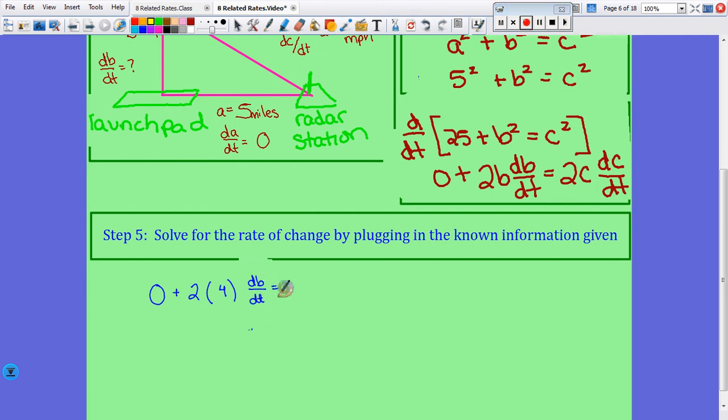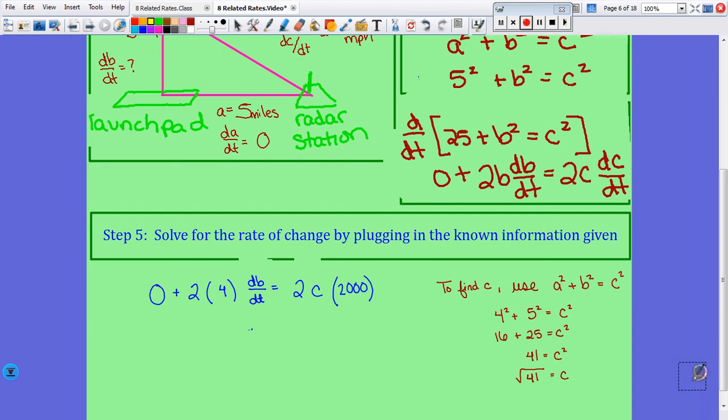We don't know dB/dt, and we know that this needs to equal 2c dc/dt, and we plug in dc/dt. We don't know what c is, but that's easy enough to figure out. We have the Pythagorean theorem, so if we need to find c, we just plug in 4 and 5 respectively, and we calculate what c is. And then we're going to plug it into our derivative equation.